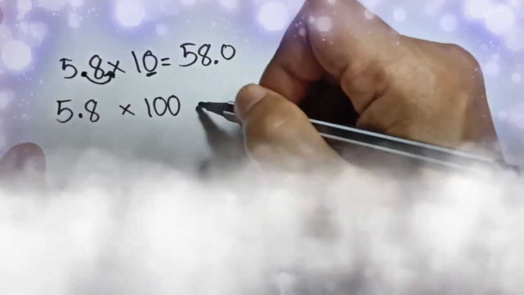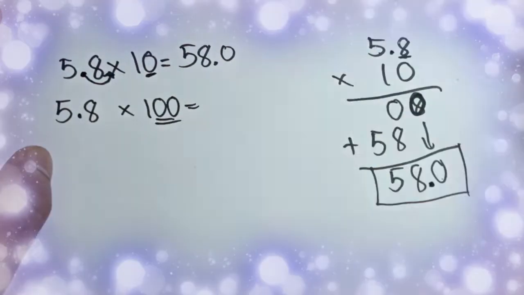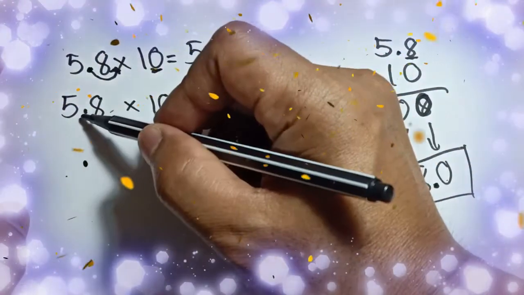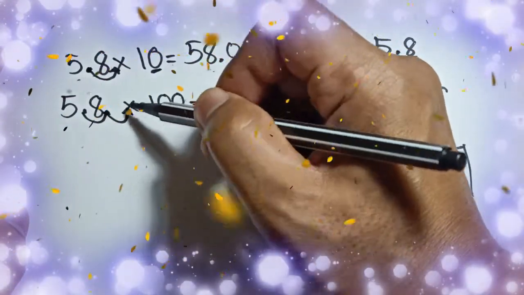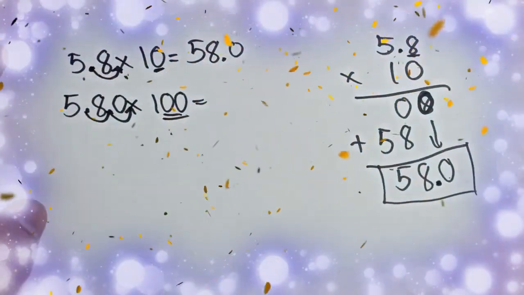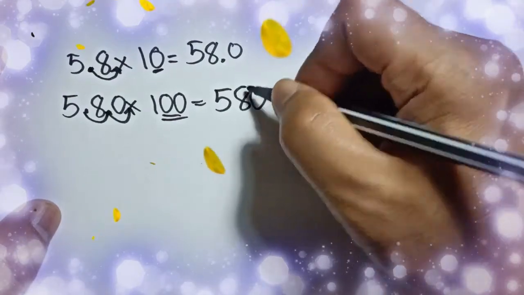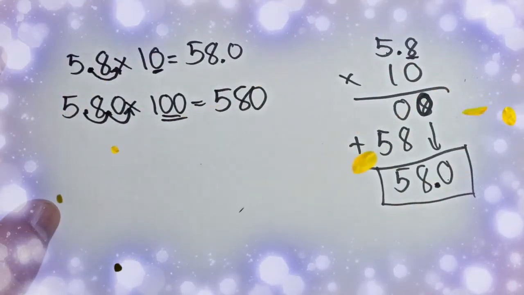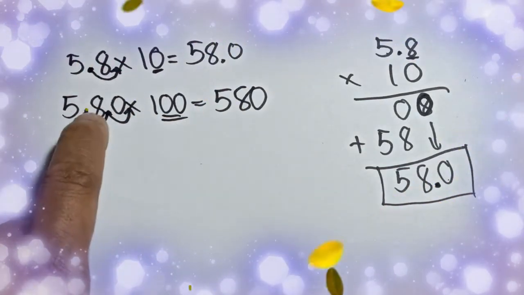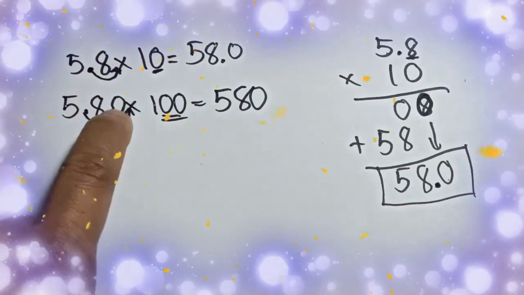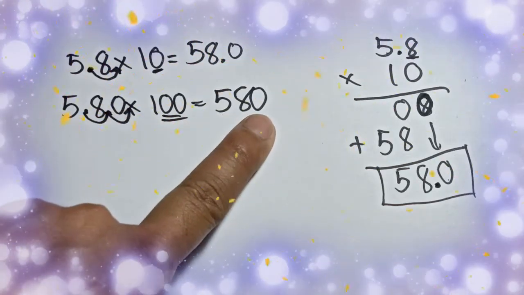Now if you are going to multiply 5.8 times 100, since there are 2 zeros in 100, you move your decimal point to the right twice, 1, then 2, and you just add 1 zero, so the answer will become 580.